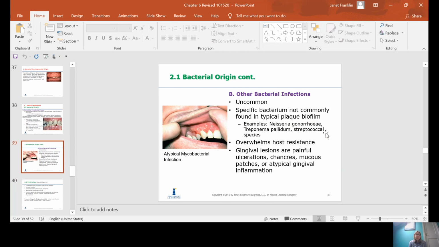Other bacterial infections are uncommon. A specific bacterium is not commonly found in typical plaque biofilm. So these are the lists of some of the bacteria. Don't worry about memorizing those, but know that there are bacteria that are not found in typical biofilm, and they overwhelm your host resistance. So your body's response to them becomes exaggerated. Gingival lesions are painful ulcerations, shakers, mucus patches, or atypical gingival inflammation. And you can see right here how that's really ulcerated.